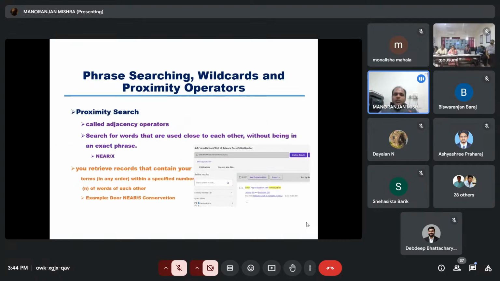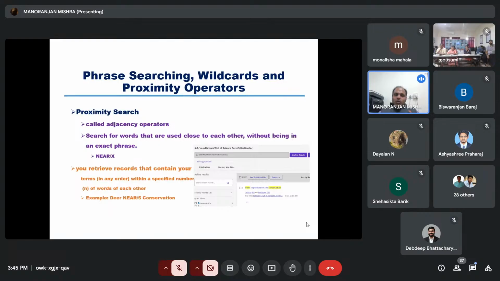Then this is proximity search, called a proximity operator. It searches for words that are used close to each other without being in an exact phrase. It will retrieve records that contain your terms in any order within a specified number of words of each other. For example, NEAR 5. What I am saying is, it will try to collect all these words within that distance and go for the searching. It is called proximity search, meaning the nearby words will be taken into account.